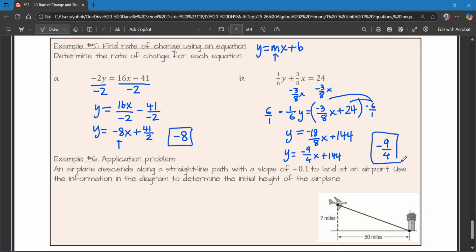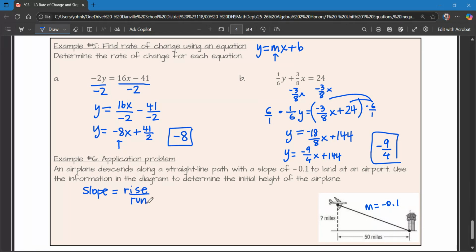All right, last one. This is an application problem. An airplane descends along a straight line path with a slope of negative 0.1 to land at an airport. Use the information in the diagram to determine the initial height of the airplane. Well, what they're saying is the slope of this line going down is negative 0.1. Now, slope is equal to rise over run.